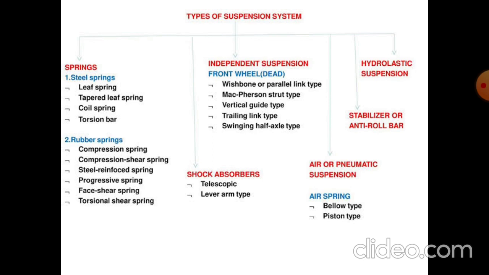Then the independent suspension system, in this there are wishbone type suspension system, MacPherson strut type, vertical guide type, trailing link type, and swinging half axle. In shock absorber, there are telescopic shock absorber and lever arm type shock absorber. Then in air or pneumatic suspension system, in air spring, there are bellows type or piston type. So these are the simple suspension mechanisms and also types of suspension system. We have seen it in this simple way.